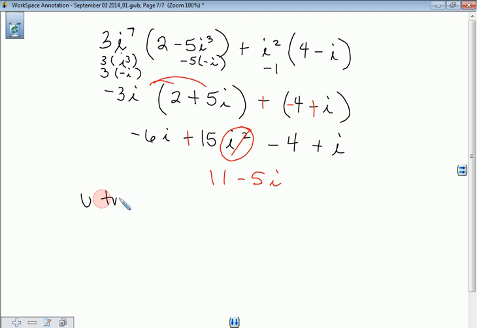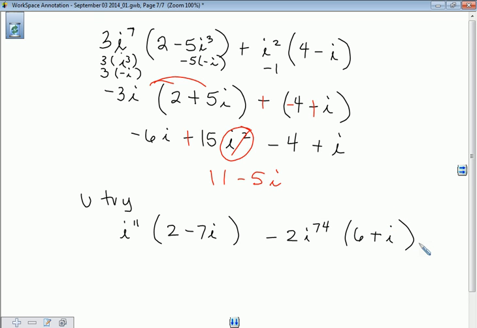Where did 11 come from? Does the i go away when you make i squared negative 1? Yep. When I make it negative 1, the i goes away right here. And it becomes negative 1 times negative 15, which makes a positive 15.